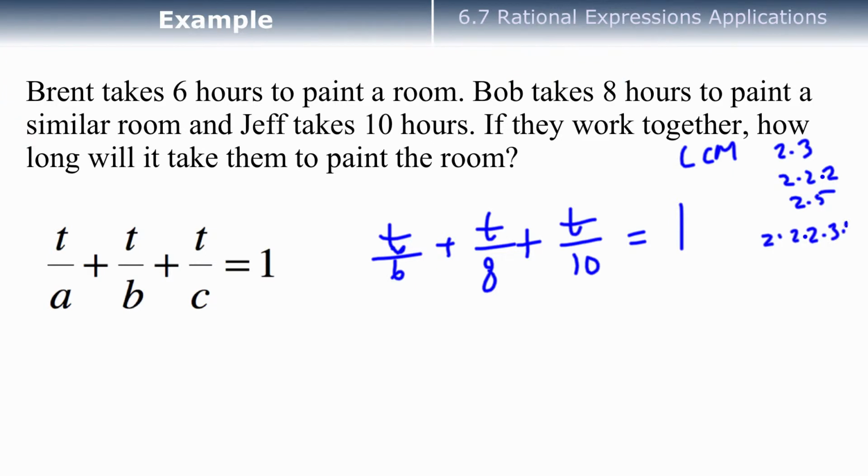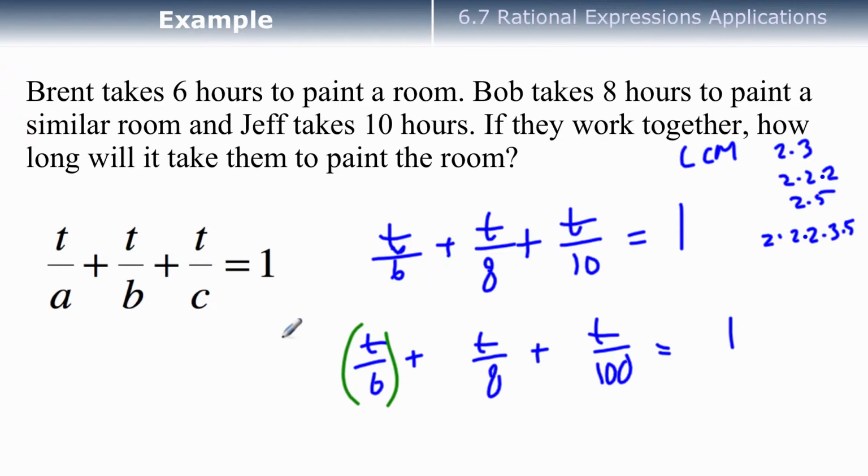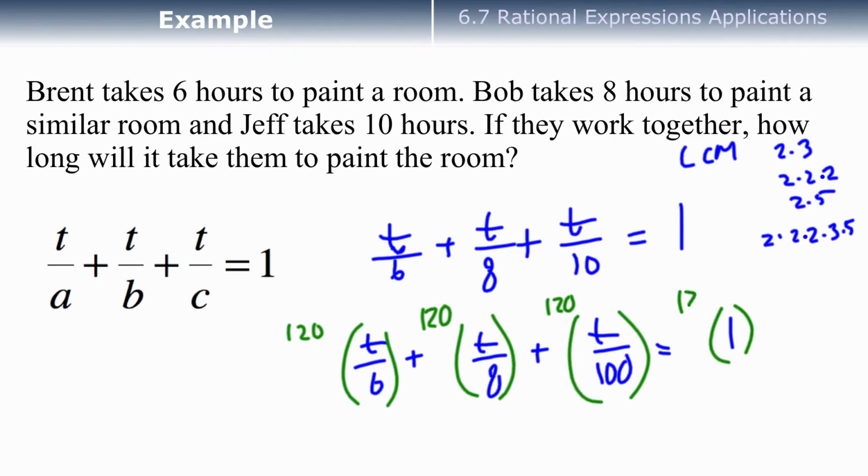I'd need a 3, and I'd need a 5. Is that right? So it's 8 times 15, 120, I think. Is that right? 10, yeah, 120. So I need to take each term, t over 6 plus t over 8 plus t over 10 is equal to 1. Each of those terms, and multiply it by 120. 120, 120, and 120. And always don't forget to do the terms on the other side too, if there are some.